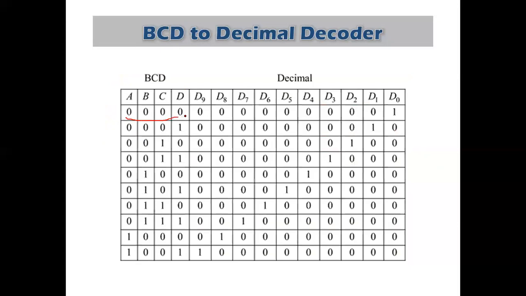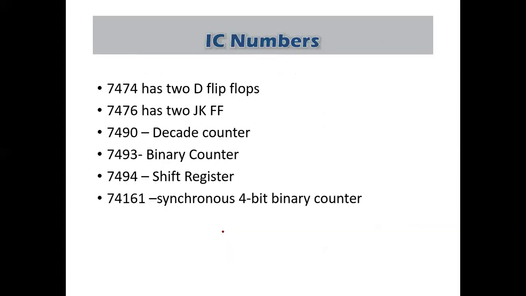See, all the 4 inputs are 0 here. Which lamp is glowing? D0 is glowing. This is equal to 7. Which lamp is glowing? D7 is glowing. This is equal to 8. Isn't it? So which lamp is glowing? D8 is glowing. So this is the BCD to decimal decoder. This is a short recap of all the things we have discussed and all the IC numbers.